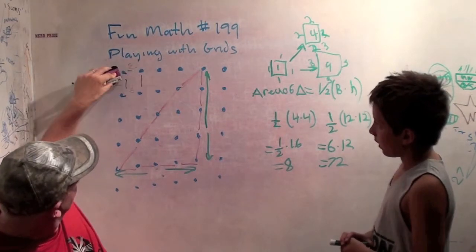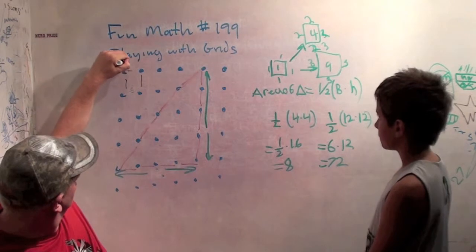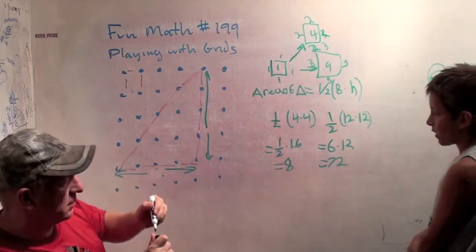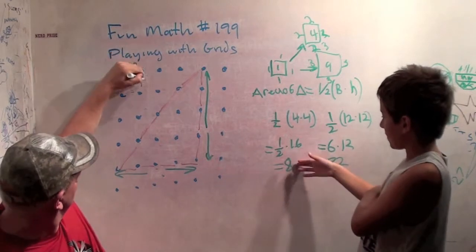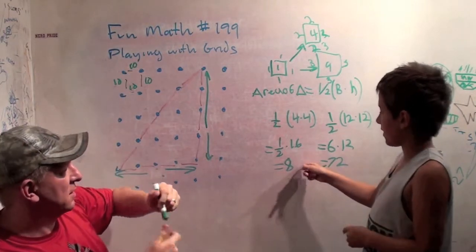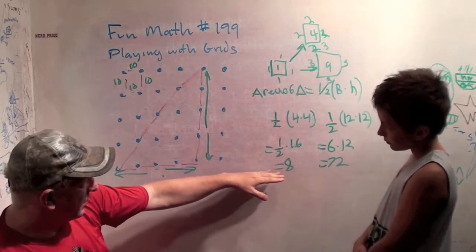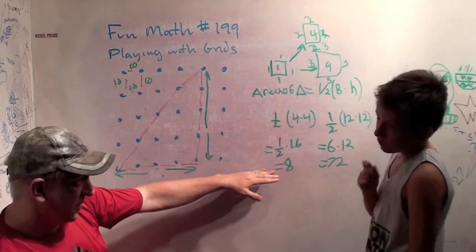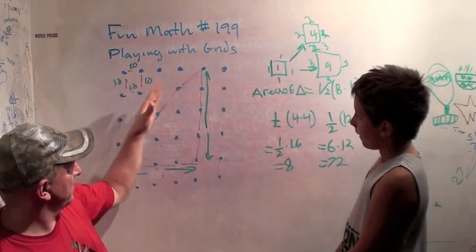What if I made the grid lines 10 apart? It would be 10 times the... No, wait. It would be 100 times. It would be 800. Right, 800. The area would be multiplied by 100. Okay. What does the perimeter get multiplied by in this case?